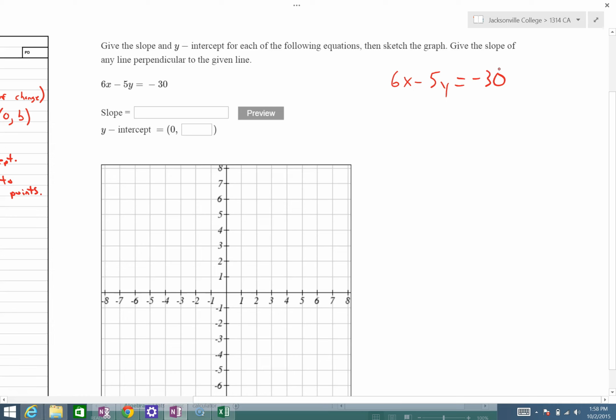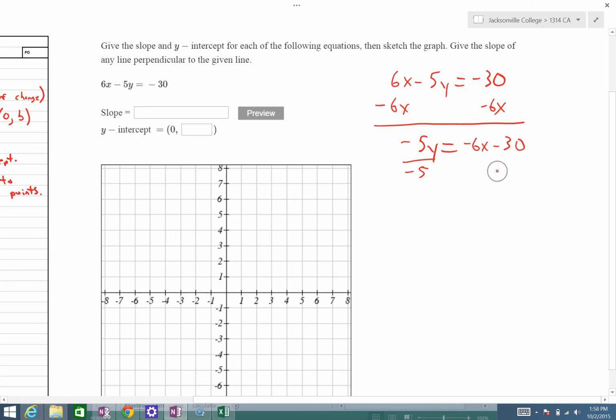First, they ask us to give the slope and y-intercept. So I need my slope-intercept form. I need to solve for y. To solve for y, I will begin by subtracting 6x on both sides. When I do so, 6x subtracts with 6x to leave negative 5y. These terms are unlike. I can't combine them. I could say negative 30 minus 6x, but typically we write our x term first. Negative 6x minus 30.